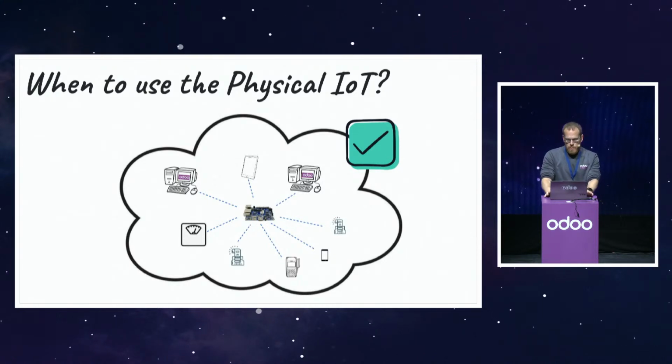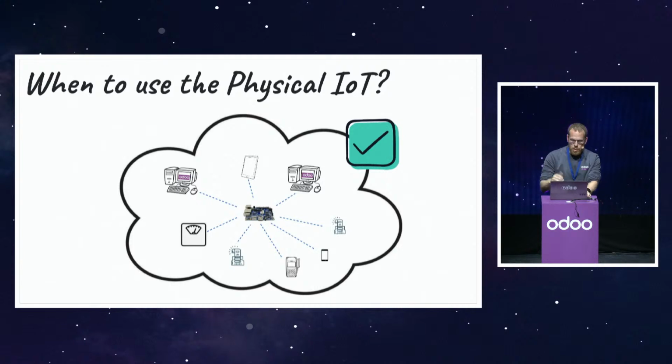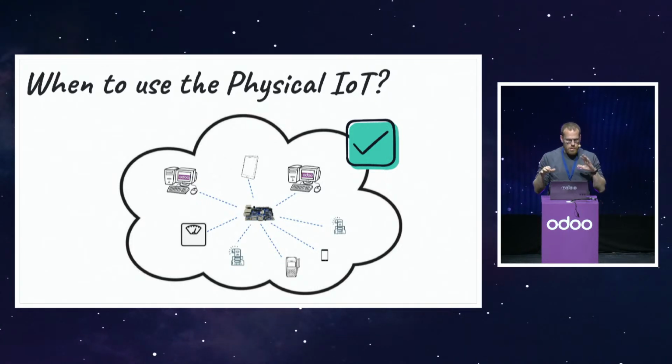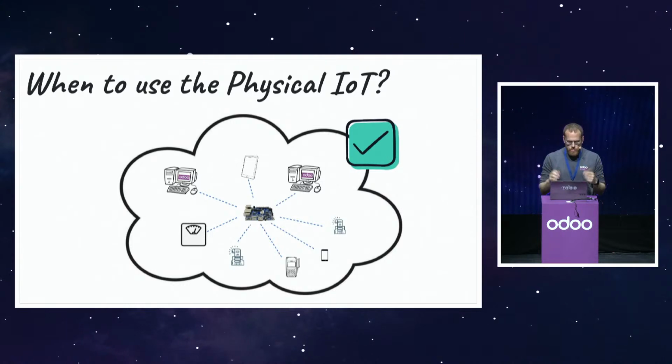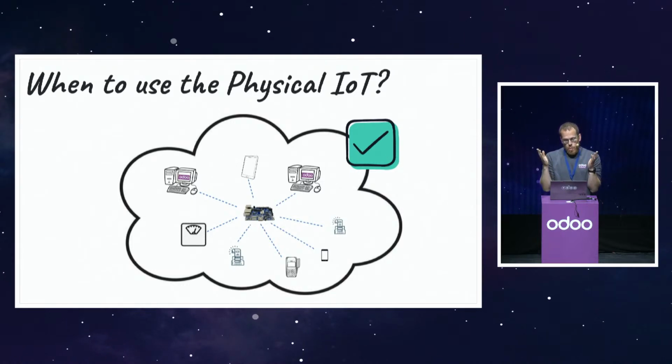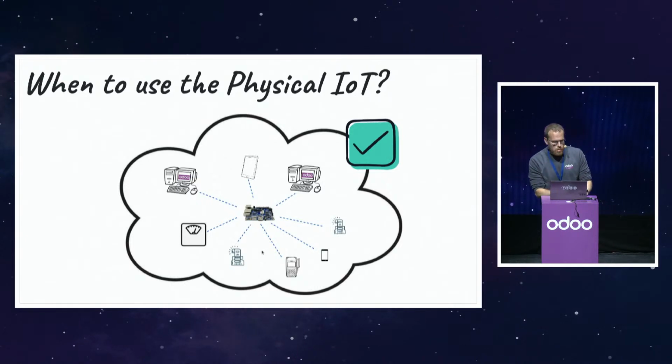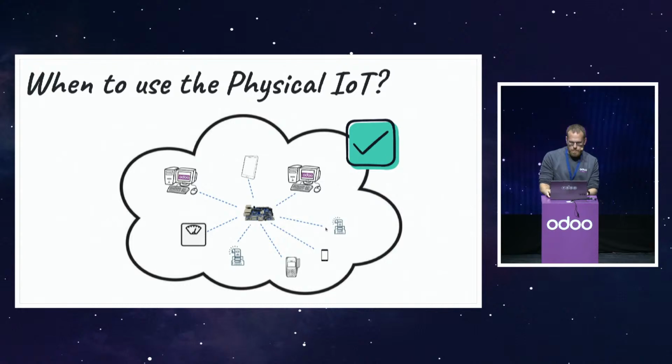The Physical IoT will allow you to bypass this limitation, and you will be able to have several laptops, tablets, computers, smartphones, contacting one IoT, and this IoT will be able to contact several devices as well. So scales, printers, payment terminals.